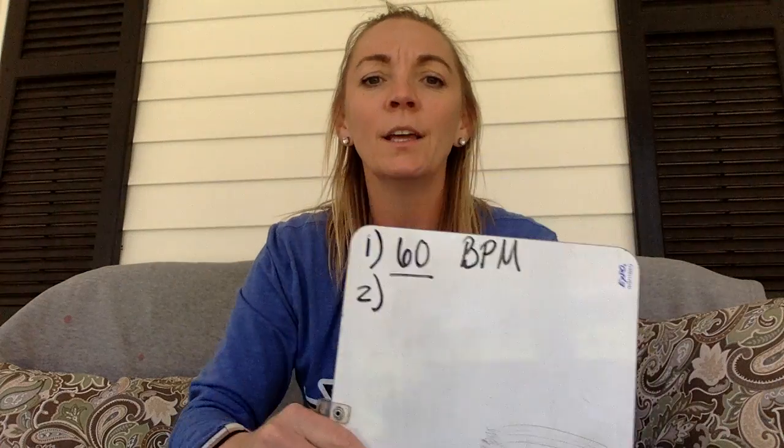Let's pretend I got 8, right? If I got 8 in that 10 seconds, I would take 8 times 6. 8 times 6 is what, 48? I'm not a math brain. 8 times 6 is 48. Look at that. That's really low. It's probably not your heart rate.